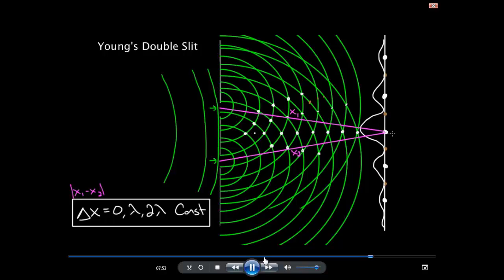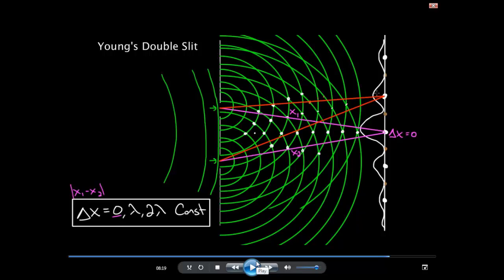What is that going to be for right in the center? Delta x equals 0, because the waves are traveling the same distance to get to that point. That makes sense. That's a constructive point, because a path length difference of 0 gives you a constructive point. How about the next point? The wave from the bottom has to travel this far, and the wave from the top hole has to travel this far. This time they're not traveling the same distance.